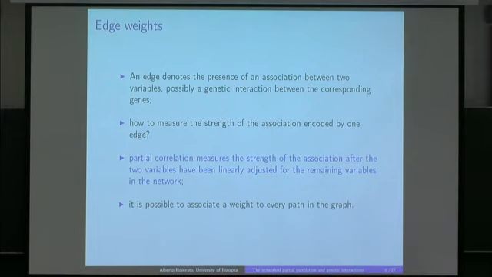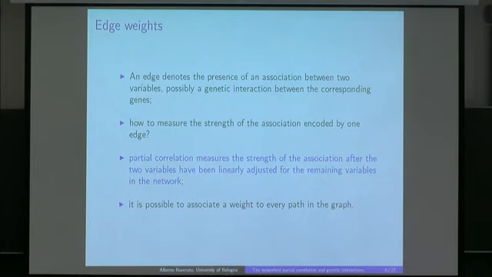Now, in a co-expression network like this, one edge denotes the presence of an association between the two genes. And of course, this is a candidate genetic interaction. But we also need at this point to decide somehow the strength of the edge. And so we need to put a weight on the edge.